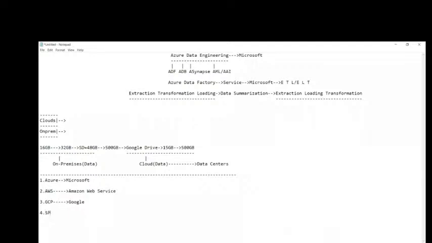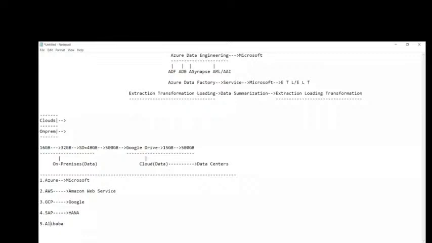Apart from this, we also have SAP. SAP has come out with their own offering, which we call HANA. And guys, apart from this, we have many more. Alibaba is there, based in China. So there are many more cloud providers, but as we have many in the market.